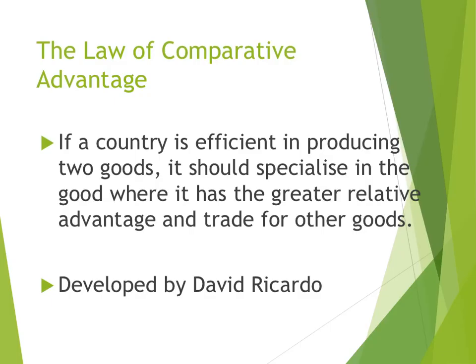Then a man by the name of David Ricardo further investigated that law and came up with the law of comparative advantage. He said if a country is efficient in producing 2 goods, like we had there with the US, it should specialise in the good where it has the greater relative advantage and trade for other goods. His idea of the law of comparative advantage, and you can write that in, was to lower the opportunity cost. That's the main concept of the law of comparative advantage.